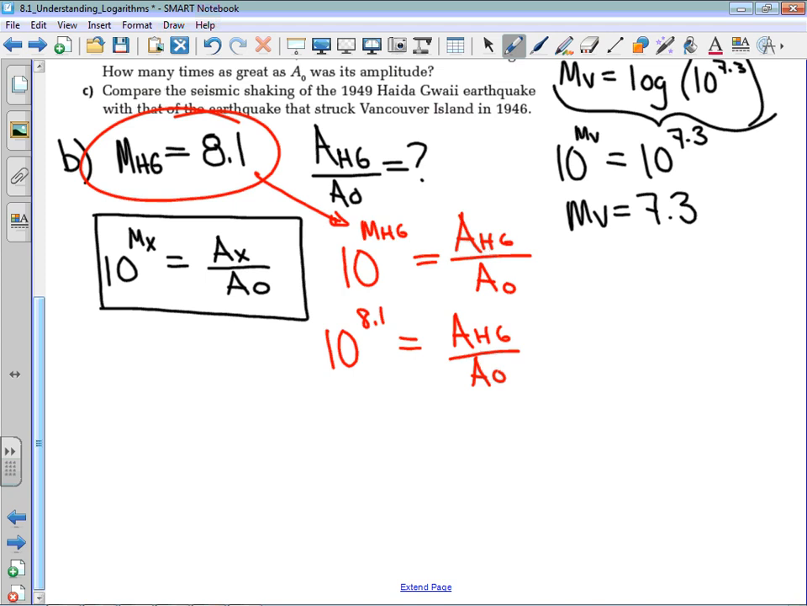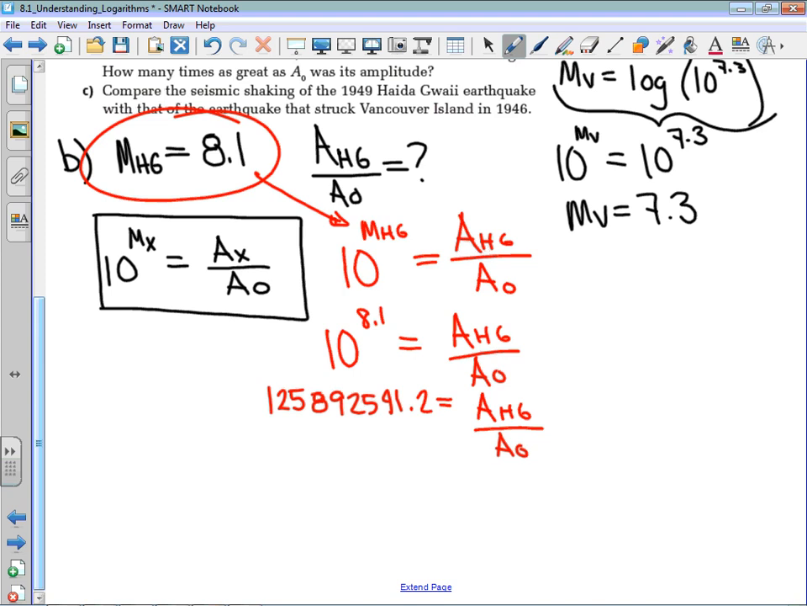If you do that, you just have to put in 10 to the power of 8.1, and I get a pretty ridiculously large number, 125,892,541.2. That's how many times greater than A naught the amplitude of that Haida Gwaii earthquake is. All right, now we're going to use those numbers, and we're going to keep them in mind.